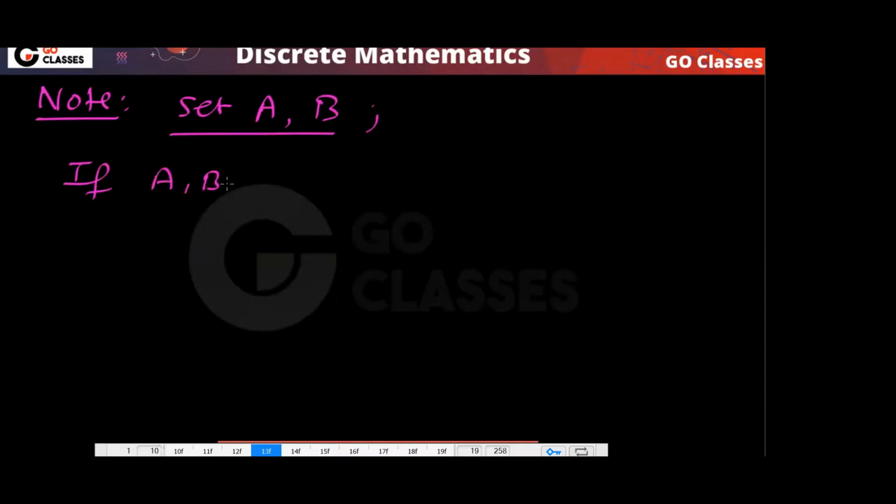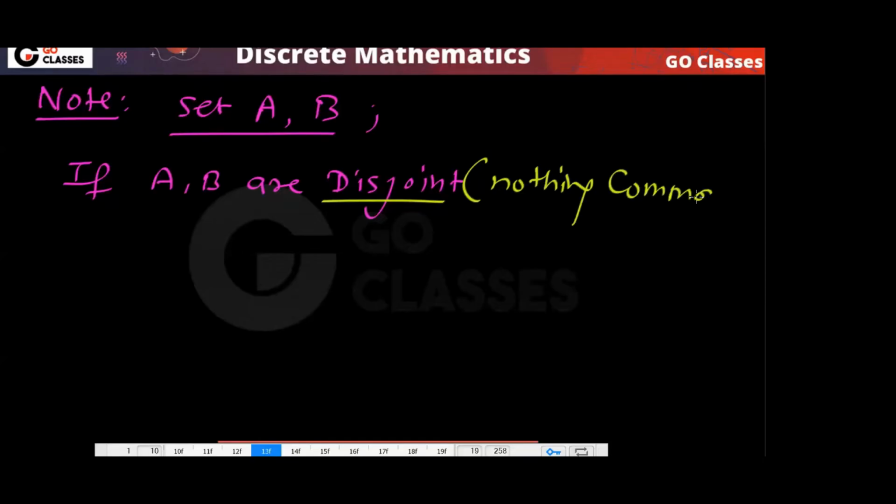Remember, if A and B are disjoint, I can say that. If you have set A and set B, and let's assume that they are disjoint. Disjoint simply means nothing common. There should be nothing common in A and B. They should not have anything common.